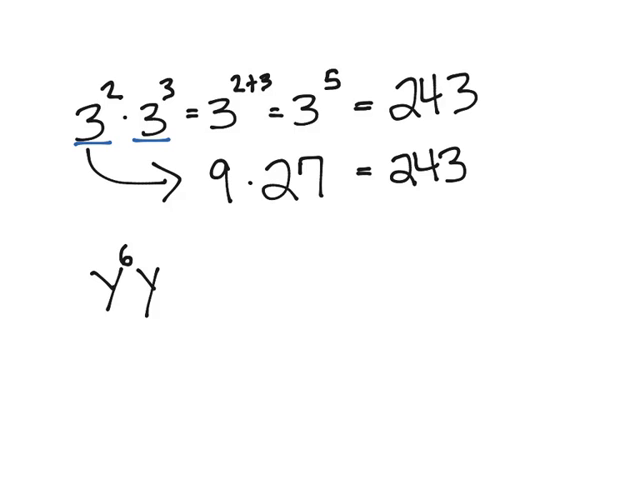Y to the 6th times y to the 9th simply becomes y to the 6 plus 9, or y to the 15th. Once again, since we don't know what y is, that's already in simplest form.